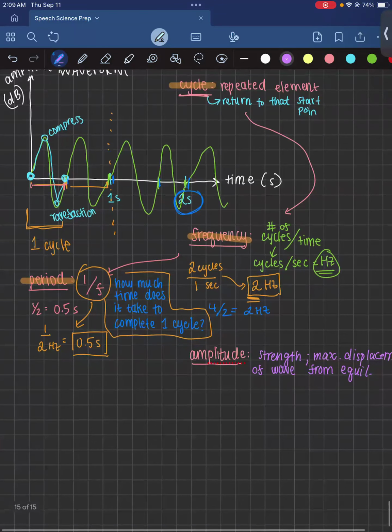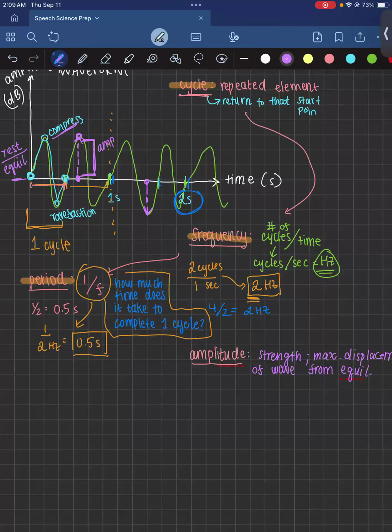So going back to this example, this line right here is going to be equilibrium, right? That's the resting point of the wave. And so the maximum displacement, remember from our basic physics terms, displacement is a change in position. So what's the maximum that this wave changes in position? Usually it's for this highest peak of compression, or it's the same as this lowest point of rarefaction. But this displacement right here, this is what's known as your amplitude.